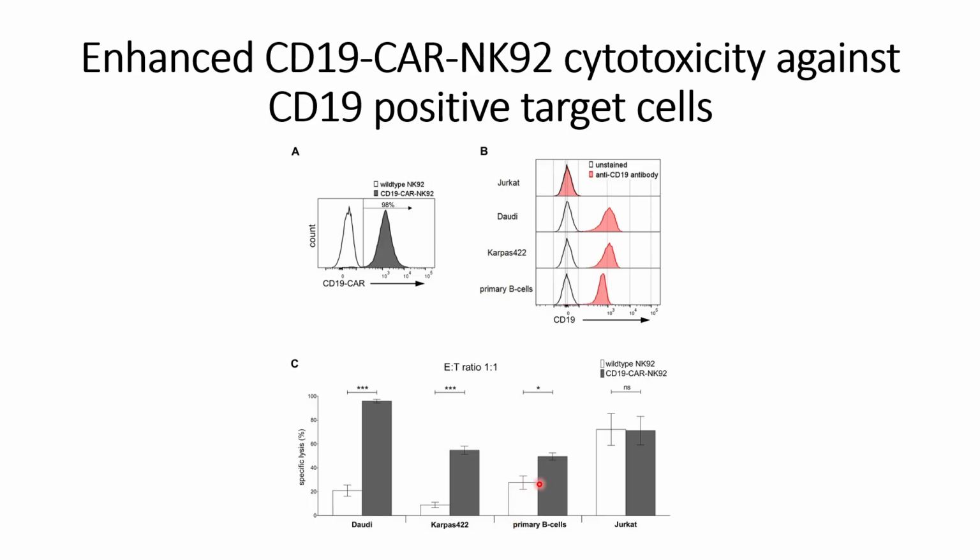around 30% to 50%, but for the Jurkat cells, the increase in cell lysis is negligible, and the reason is that the Jurkat cells do not have CD19 expression, so there is no enhanced cytotoxicity effect against the Jurkat cells when they interact with the CD19 positive CAR-NK92 cells.